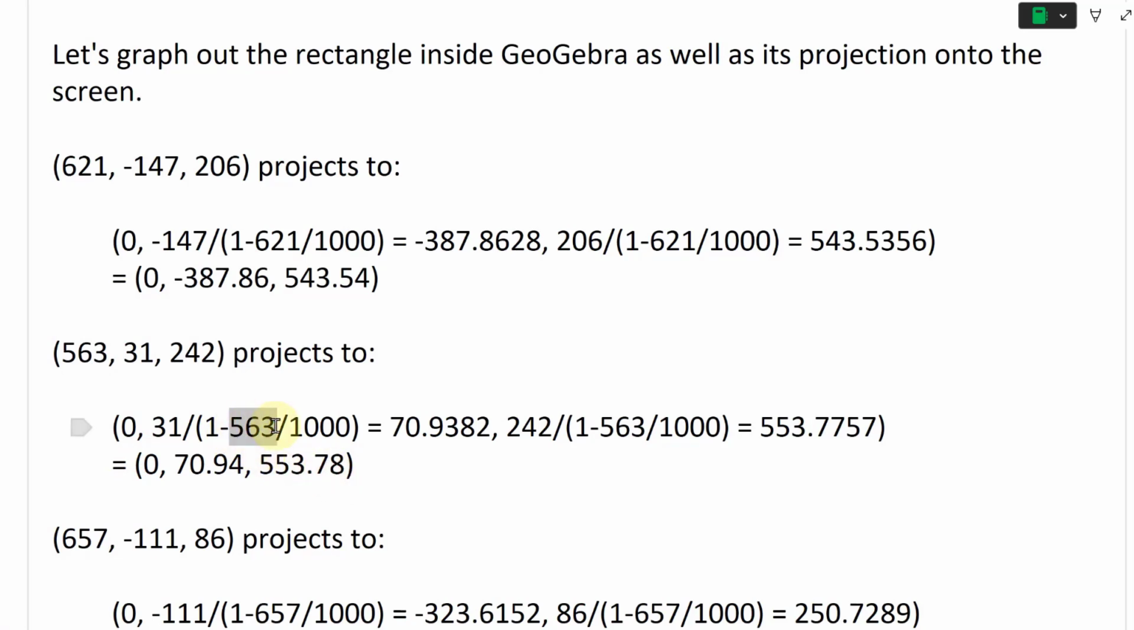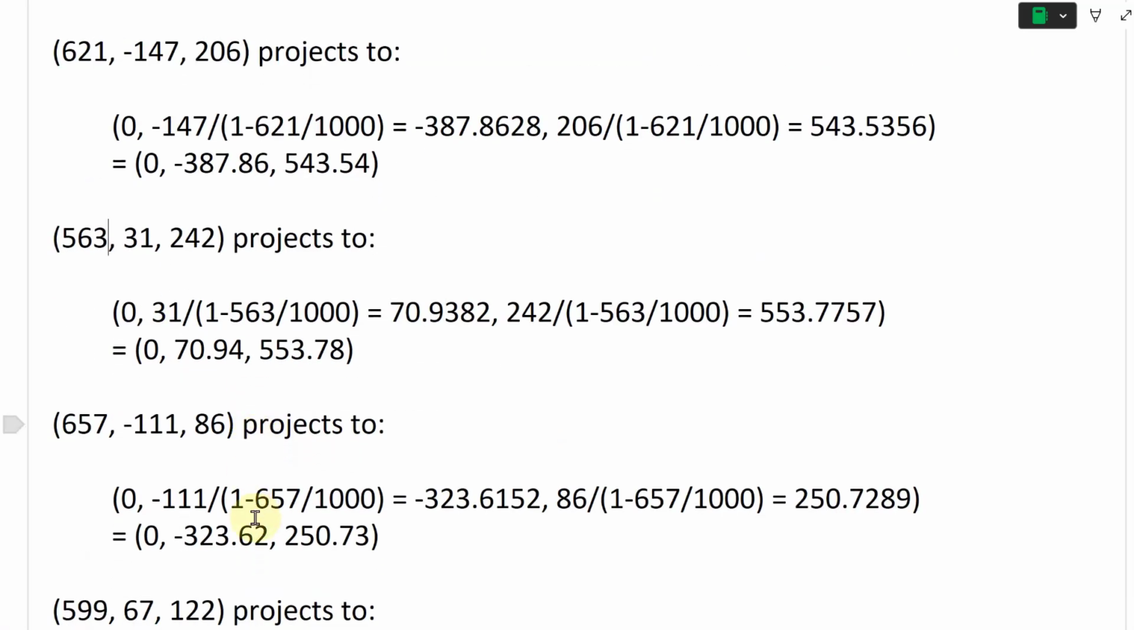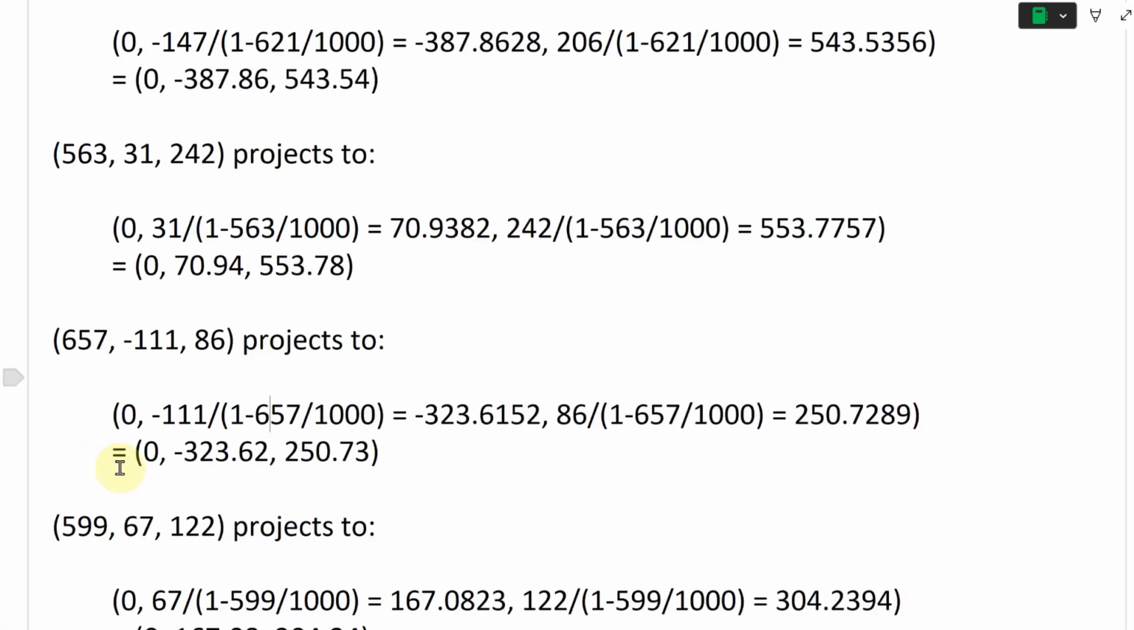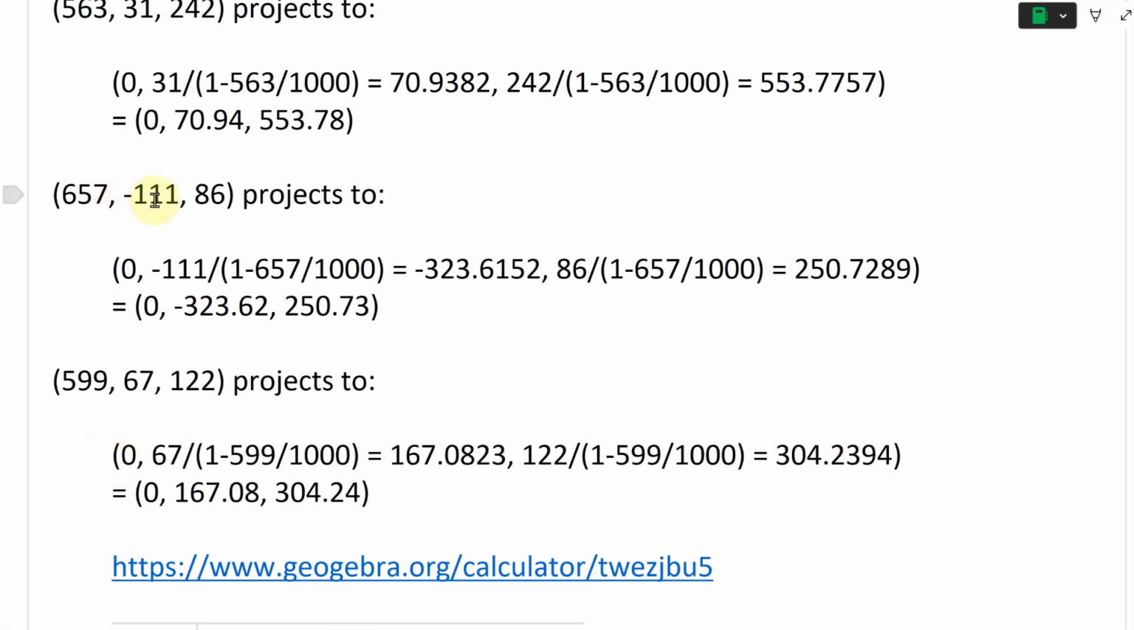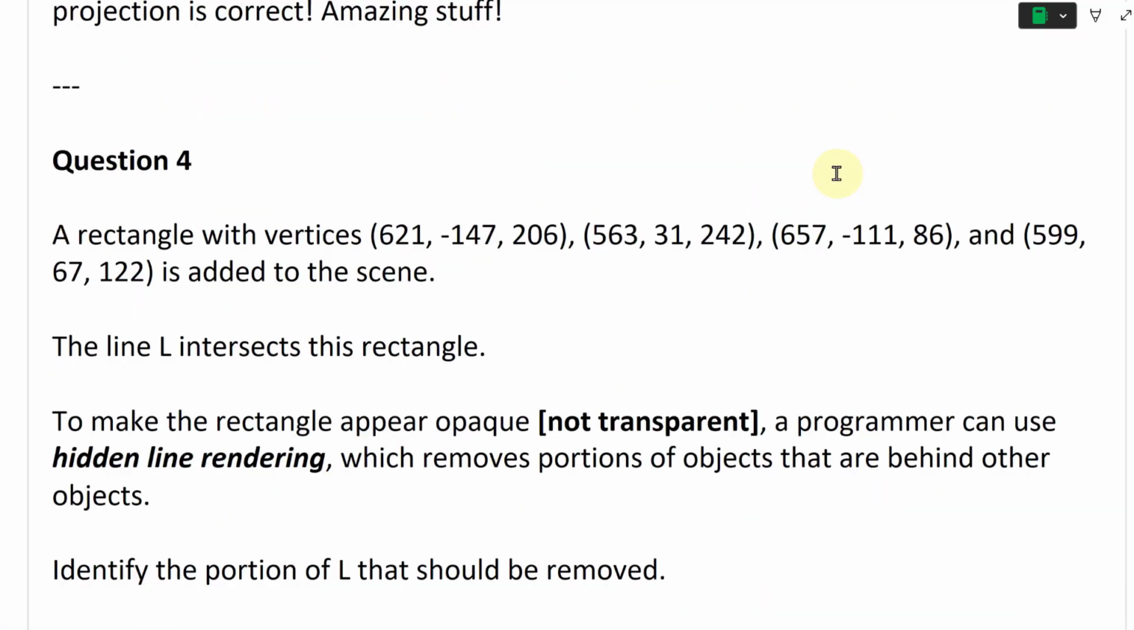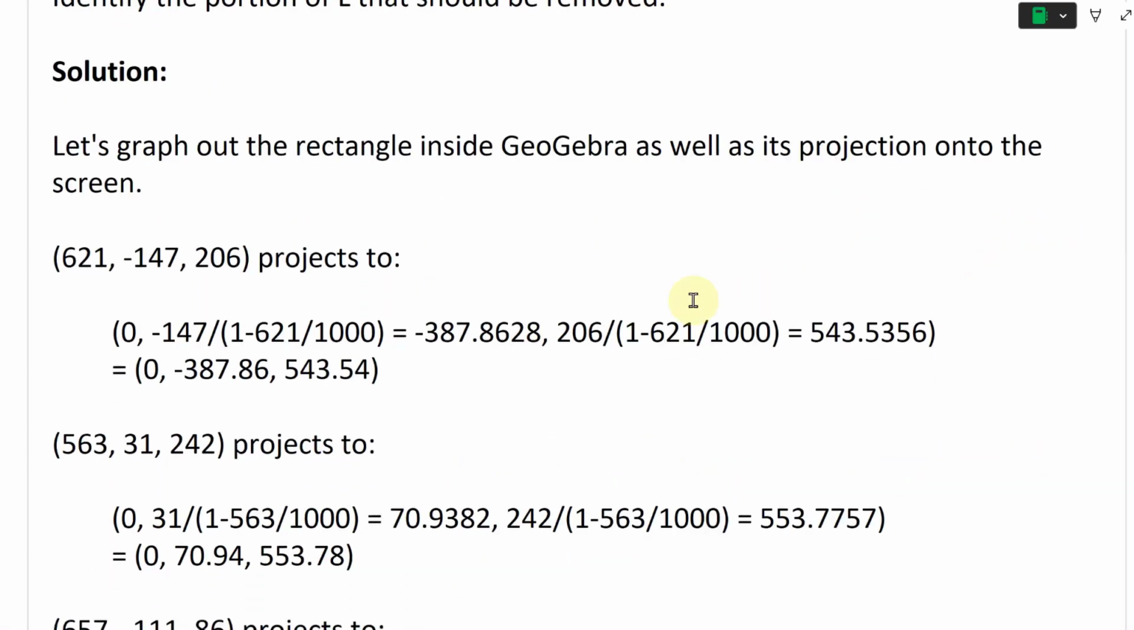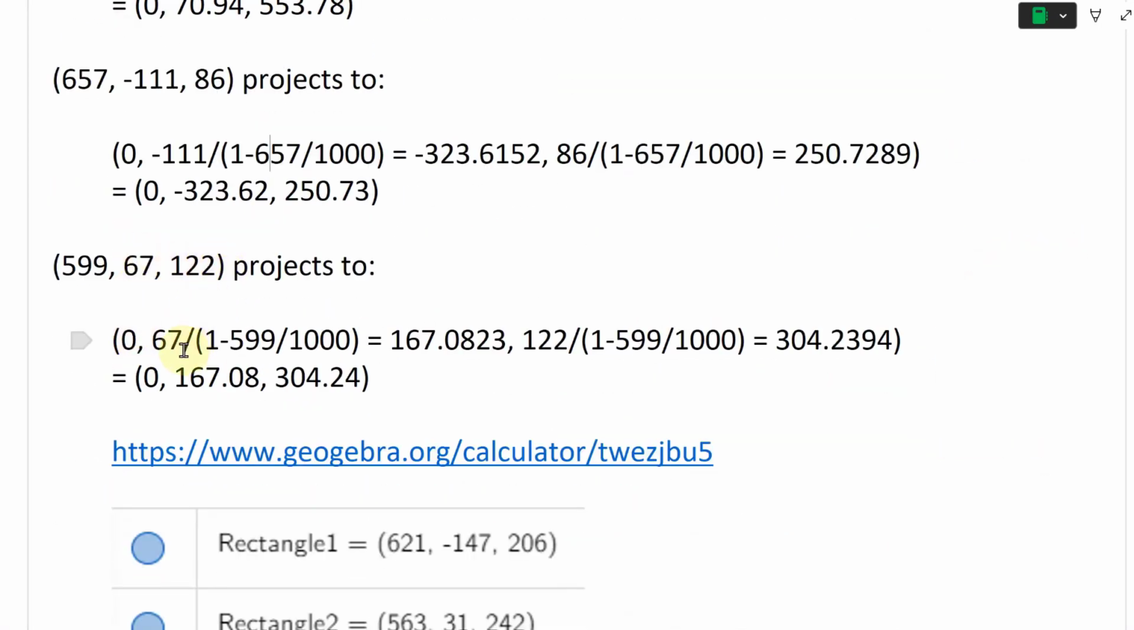And again, you always have to use a different x for each point. So this x goes in there. The 657, negative 111 is for this one, and so on. That's this right here. And then the next one, 599, 67, 122. So you plug that in, and you get these values.